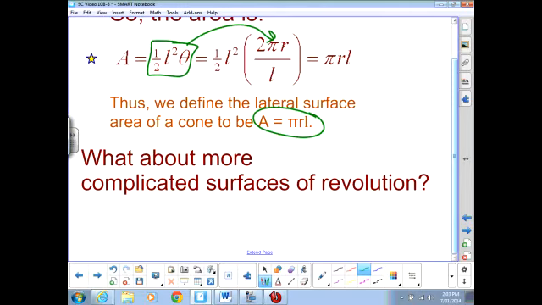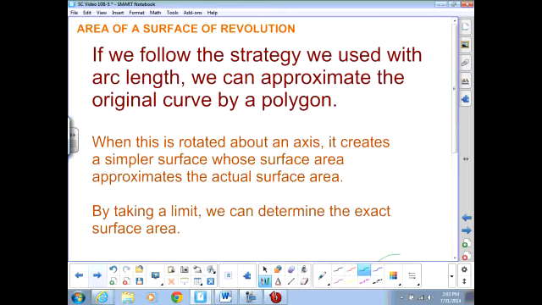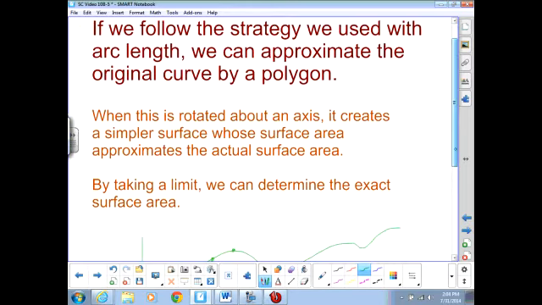Well, but we know it's not always going to be that easy. What about more complicated things? In general, we're going to follow the same strategy we've used in other topics. We're going to slice it up into small parts, make those small parts even skinnier, and add them all up, so it'll eventually be an integral.